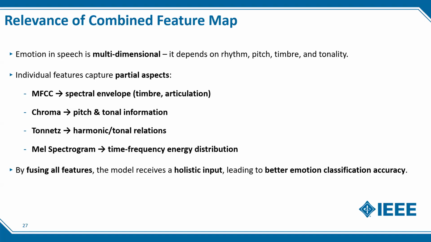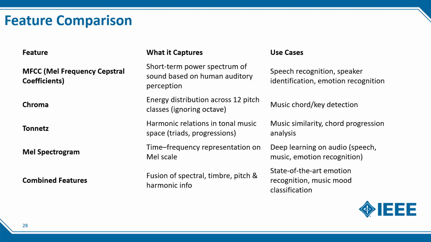We said that MFCC captures the spectral information, chroma captures the pitch and tonal information, Tonnetz carries the tonal relations as well as the harmonic relations in speech, whereas the Mel spectrogram takes the time-frequency energy distribution. So whatever is possible we have taken, and we have concatenated and converted into a single vector in order to get better classification performance.